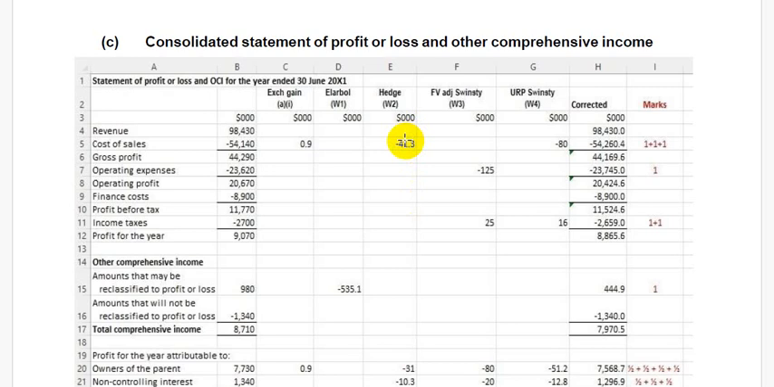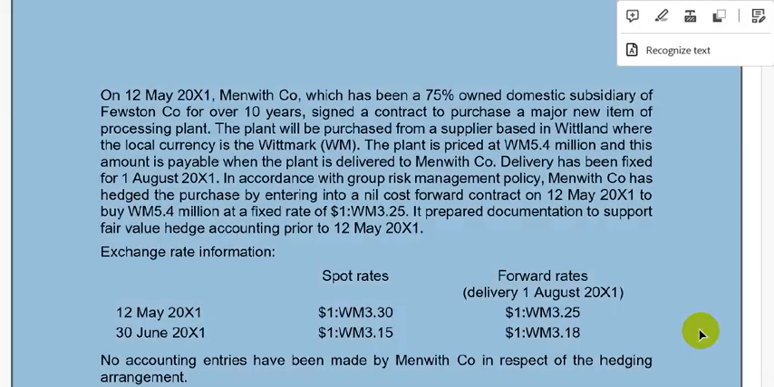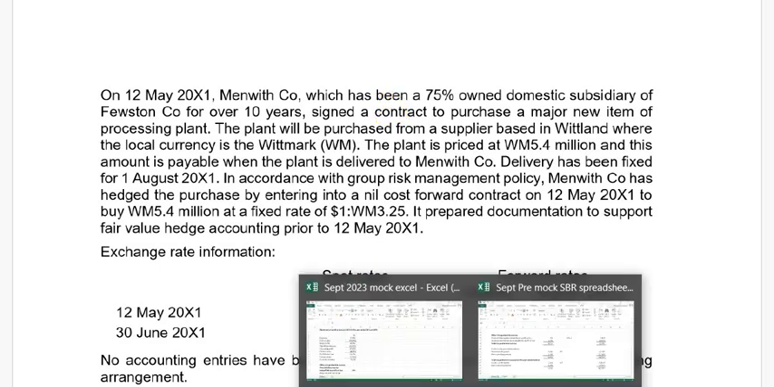The hedge came from exhibit 2. This was done by the parent, which owns 75% of a subsidiary, meaning whatever the parent does, 75% belongs to the parent, 25% is for the NCI. So the hedge, we're going to split 75%.